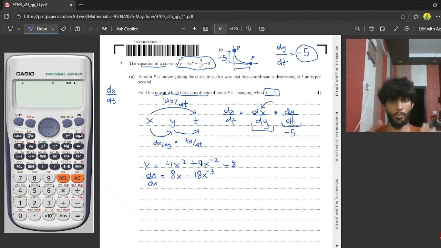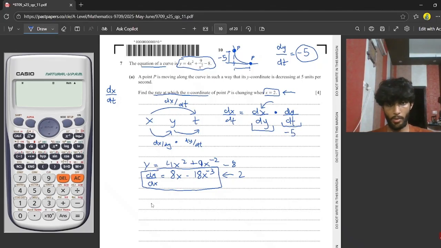And remember, they want the rate, they want dx by dt at a certain specific instant. And that instant is when x is equal to 2. So we can set that condition right now. We have this dy by dx, right? We are going to put that 2 in here, solve it out, and then we will get a value for dy by dx. But we don't need dy by dx, do we? We need dx by dy. So the value we get, we are simply going to take the reciprocal of it.